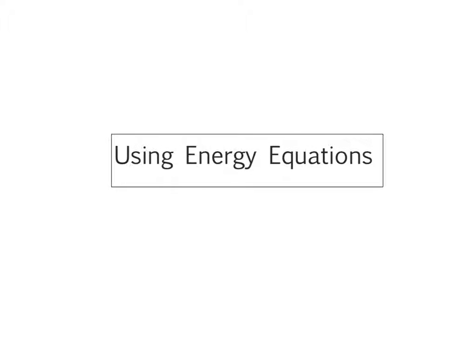In this tutorial, we will be discussing the use of energy equations to solve energy problems. The first equation we're going to look at is the equation for gravitational potential energy. The equation used to determine gravitational potential energy is Eg equals mgh.